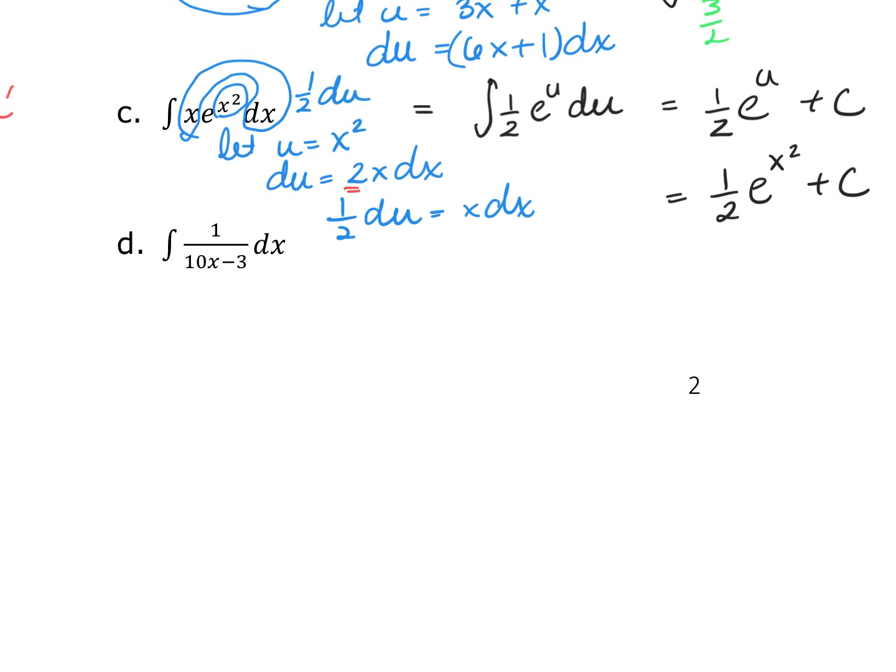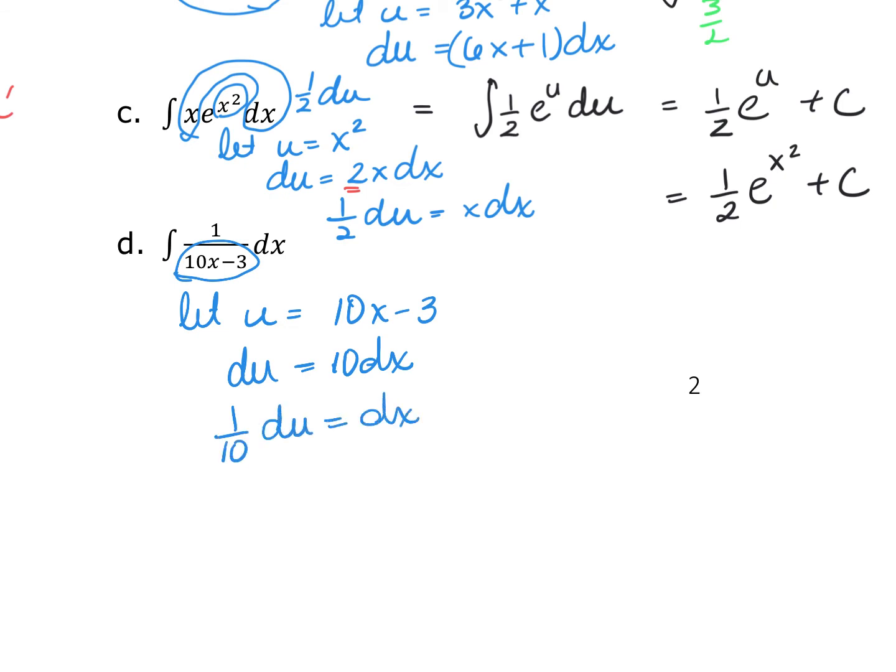On D, a good choice for u would be the denominator. So I'm going to say let u equal 10x minus 3. du is equal to 10 dx. And once again, I don't see a 10 anywhere except for what I'm going to think u should be. So 1/10 du must be equal to dx. Now I replace this dx with 1/10 du, and this becomes the integration of 1 over u multiplied by 1/10 du.